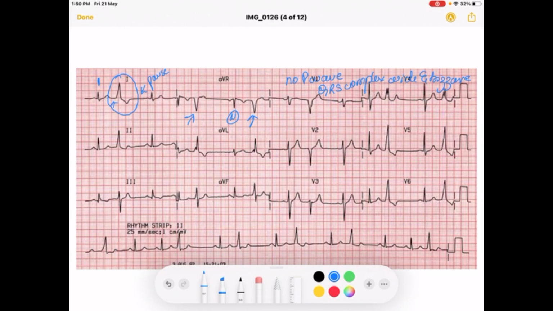So every alternating beat is a premature beat, and when a ventricular premature beat occurs like this, it is ventricular bigeminy, and it is unifocal in origin. You can see, compare both the premature beats, the QRS complex morphology is the same. So it is unifocal in origin, it is ventricular bigeminy.